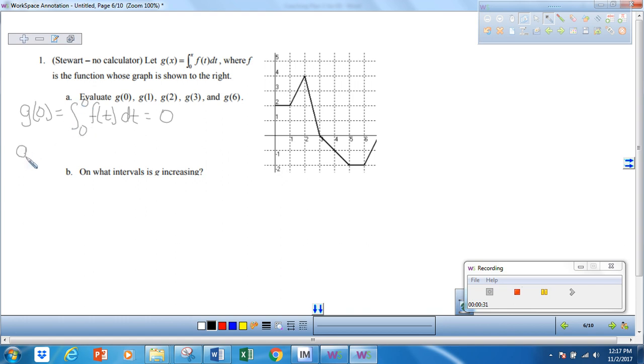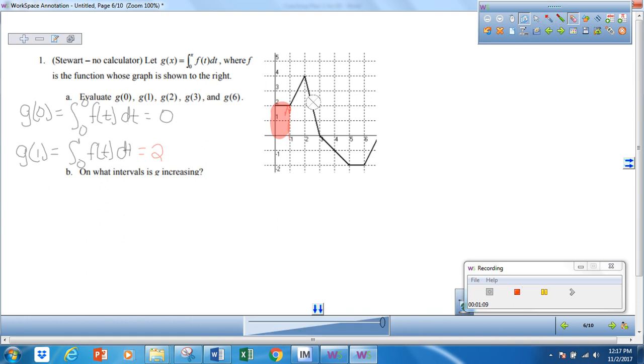G of 1 is going to be the integral from 0 to 1 of f of t dt. And what we can see is that when we go from 0 to 1, what we've created is this nice little rectangle here. And so our area of this rectangle is simply 2, because it's 1 times 2. So that area is 2. We're finding the area under the curve, so that area is 2. Okay? Now we have to find g of 3.